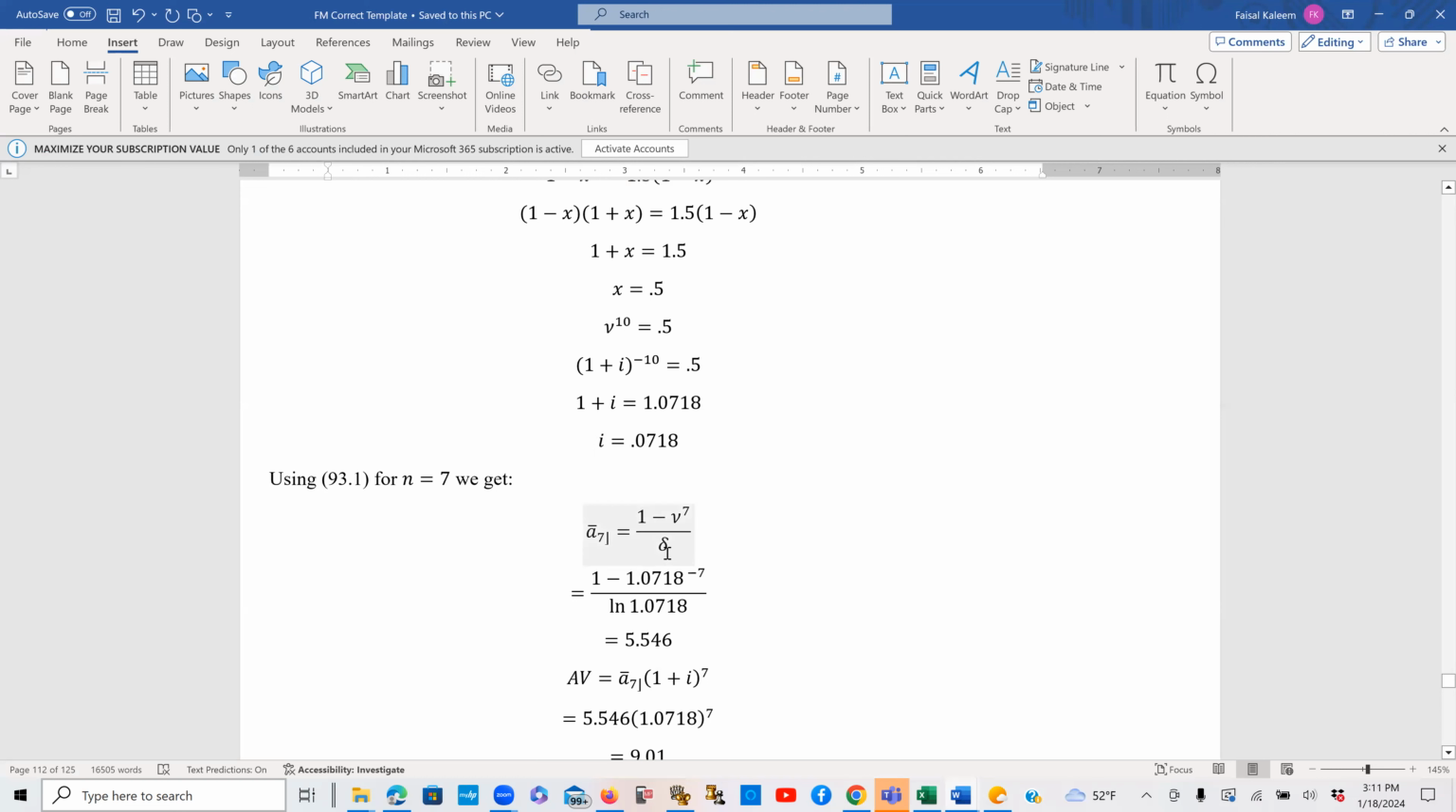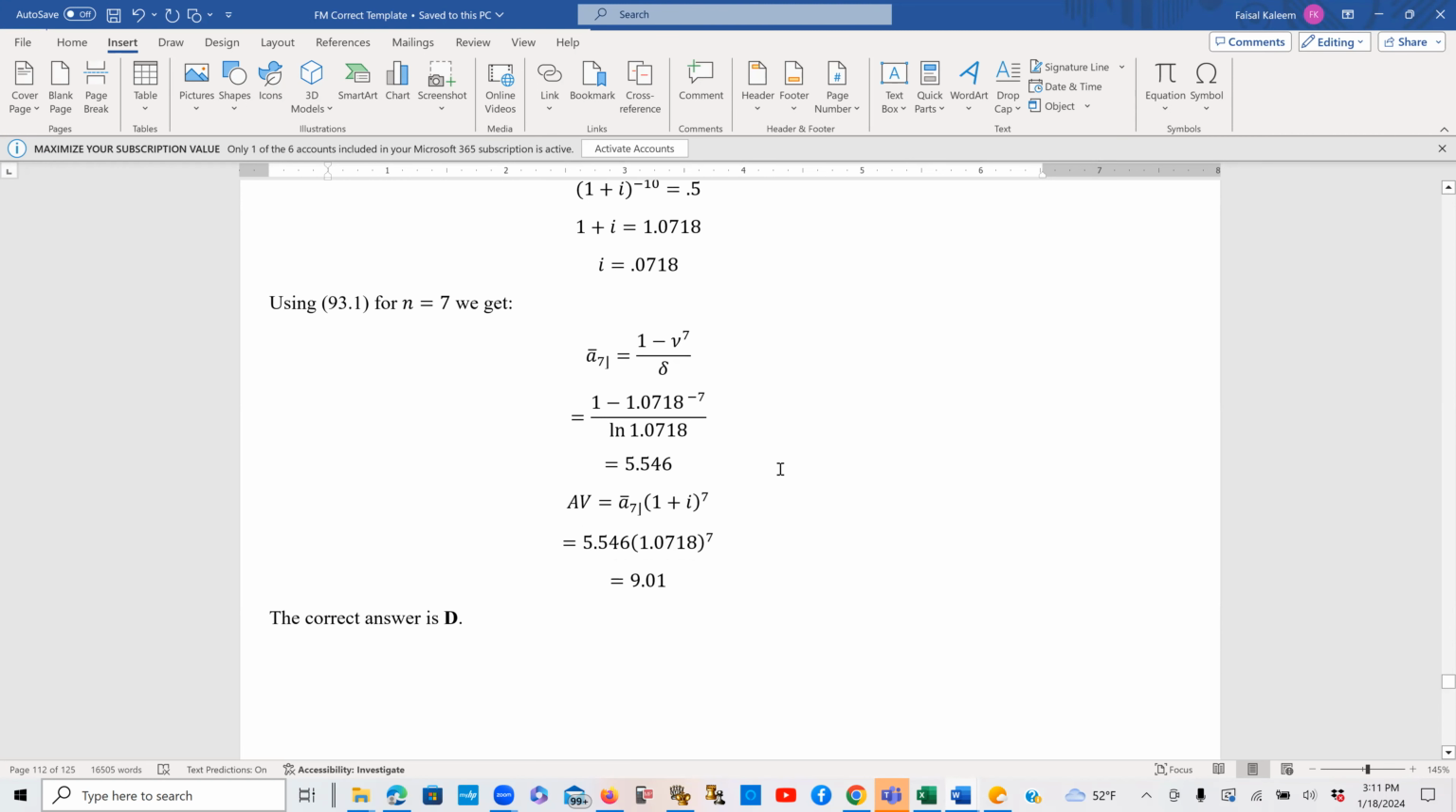And delta is equal to ln(1 plus i), so ln 1.0718. This comes out to be 5.546, and then the accumulated value of this 7-year annuity is found by pushing the present value forward through (1 plus i) to the 7th. And the present value we just found to be 5.546 times 1.0718 to the 7th. This comes out to be 9.01. That was choice D.